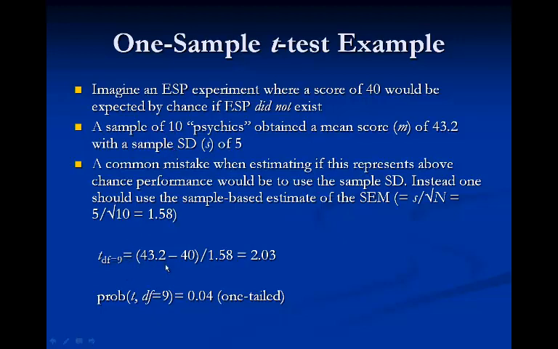So we look up the value of t for df equals 9 for a value of 2.03, and we find what the probability value is. And we find on a one-tailed test, because the psychics were all claiming they could do above the chance score, it would be p equals 0.04. So this would be a rare experiment, assuming it was well controlled and well conducted, where there was significant evidence for ESP on this test.